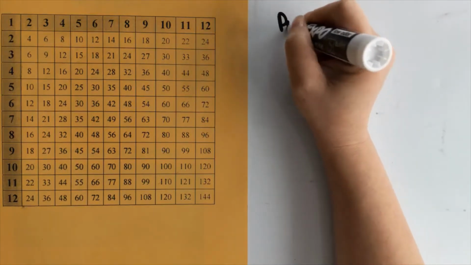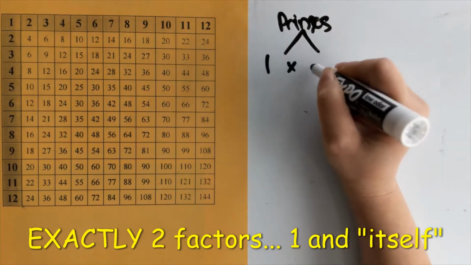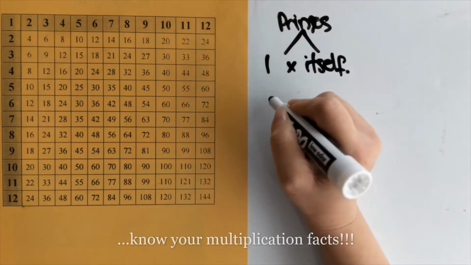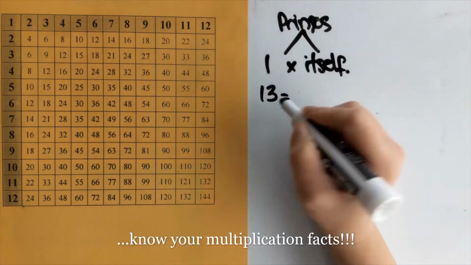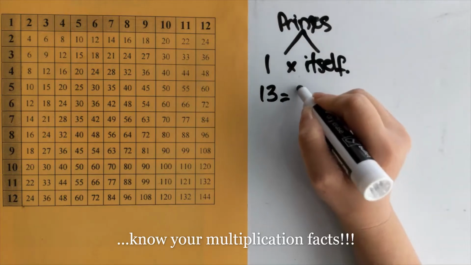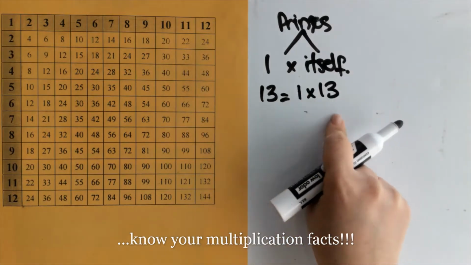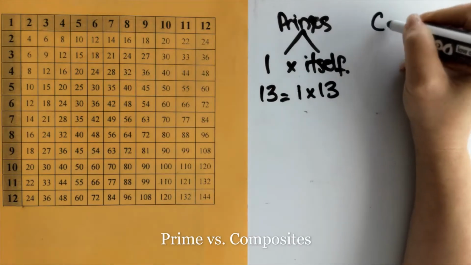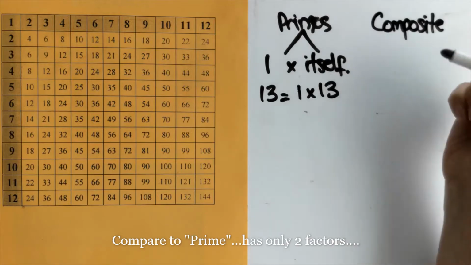So prime numbers are numbers with only two factors, 1 and itself. For example, if we have the number 13, the only way we can get to 13 is by multiplying 1 times 13. Do you see? 1 and itself. And on the opposite side, we have what's called composite. So composite numbers have more than two factors.